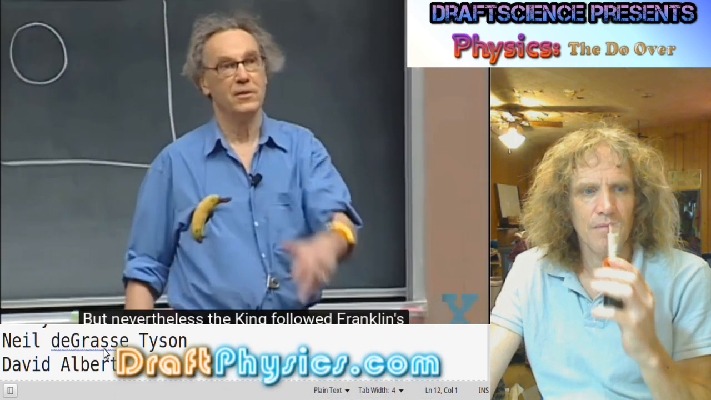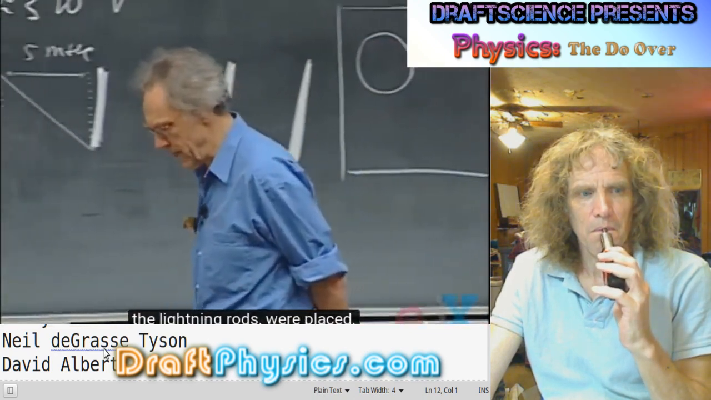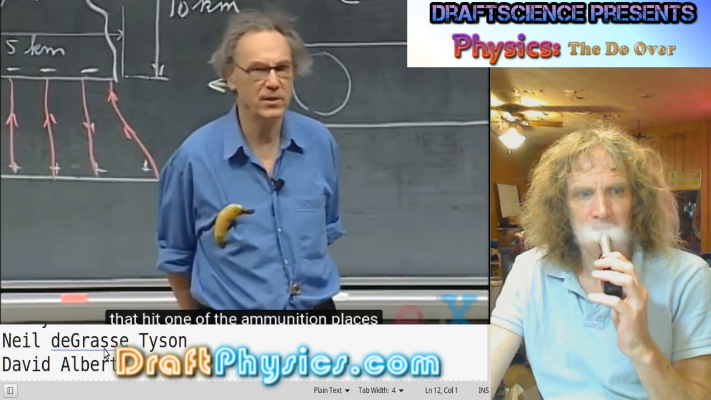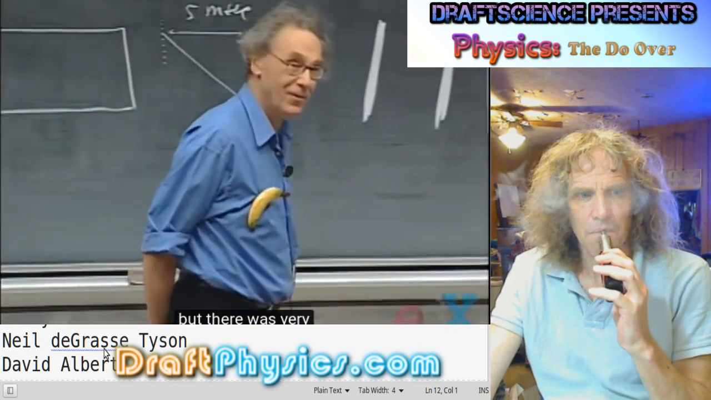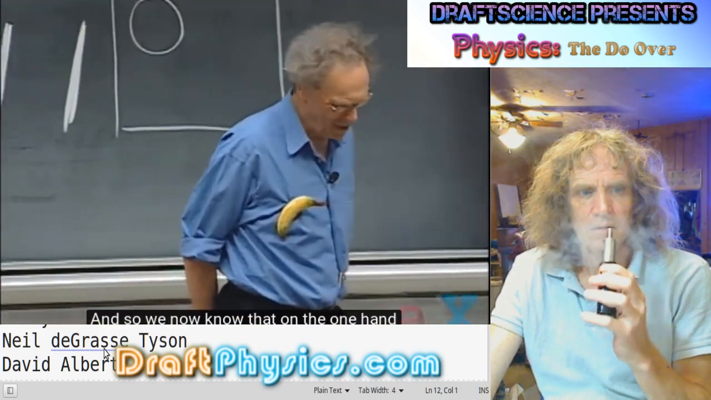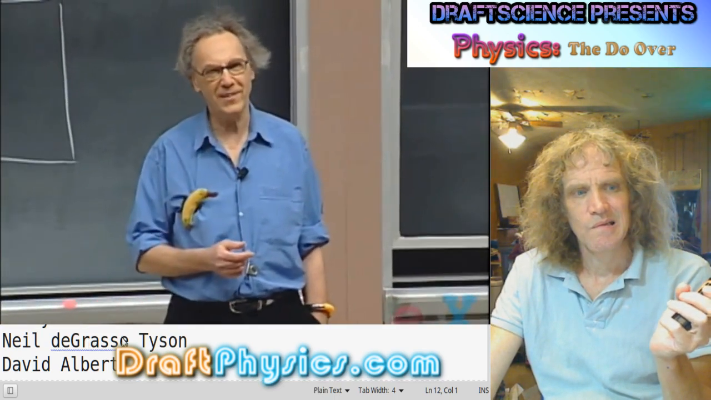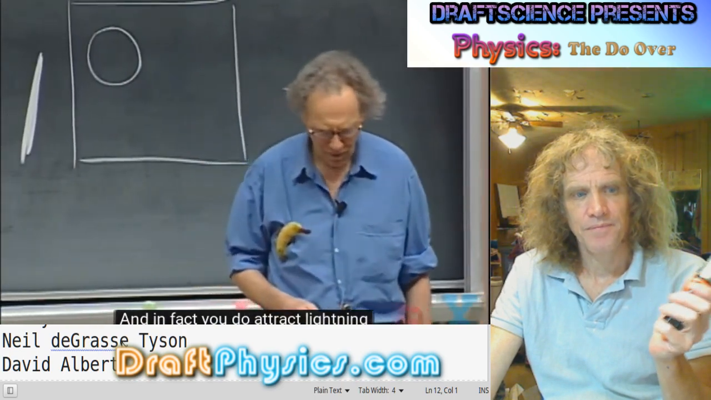And after the sharp lightning rods were placed, there was a lightning bolt that hit one of the ammunition places, at Purfleet, but there was very little damage. And so we now know that on the one hand, the discharge is indeed insignificant. And so the opposition was correct. And in fact, you do attract lightning, unlike what Franklin had hoped for.